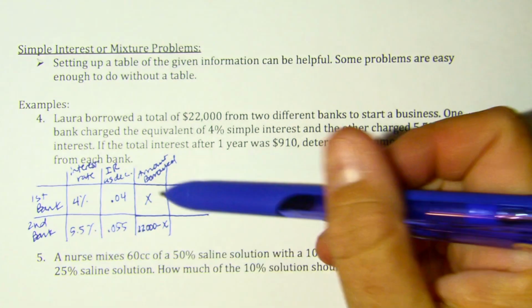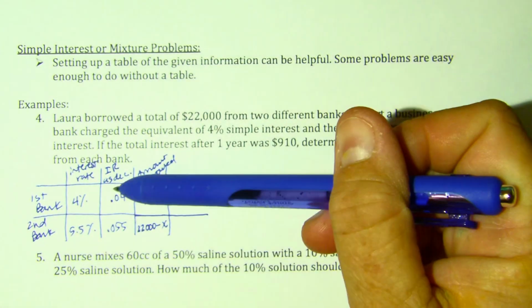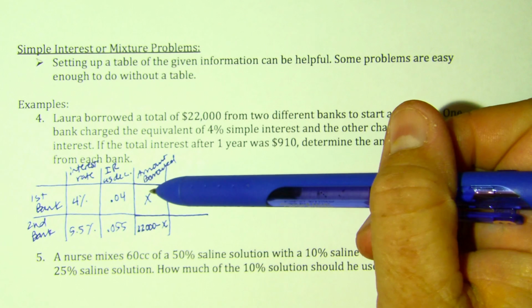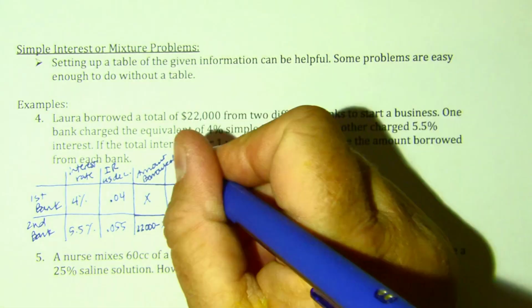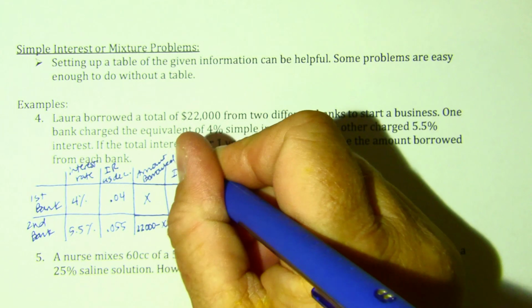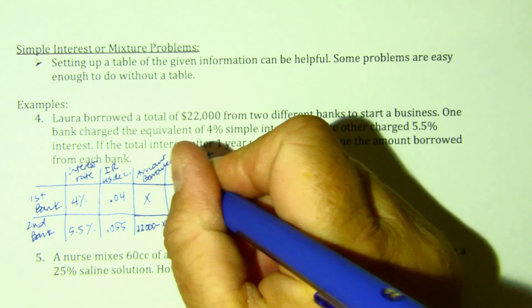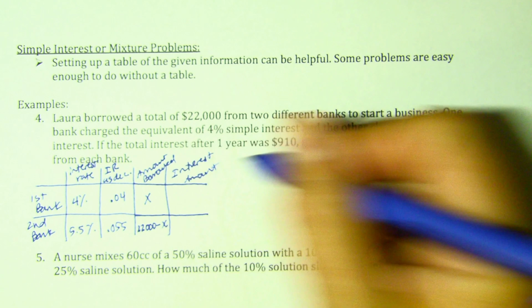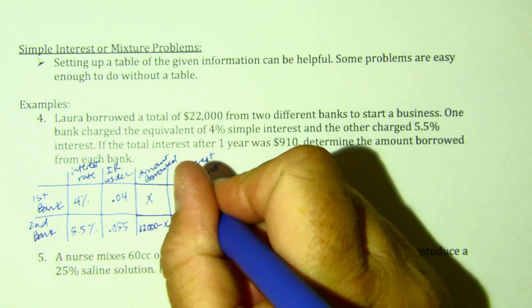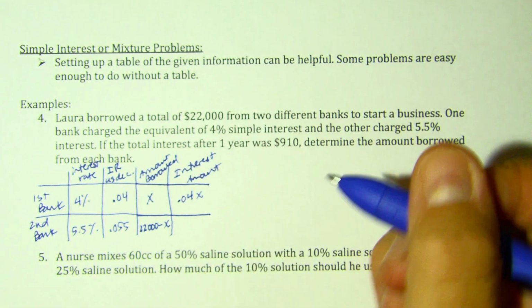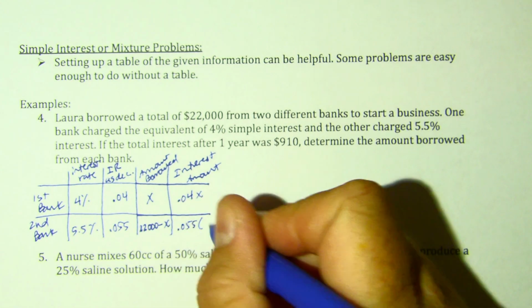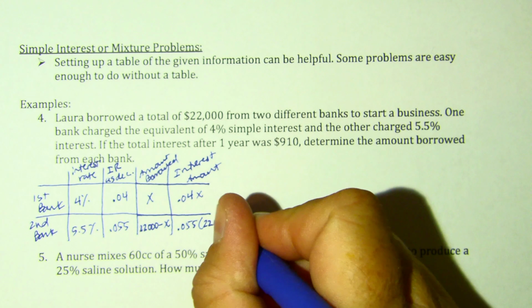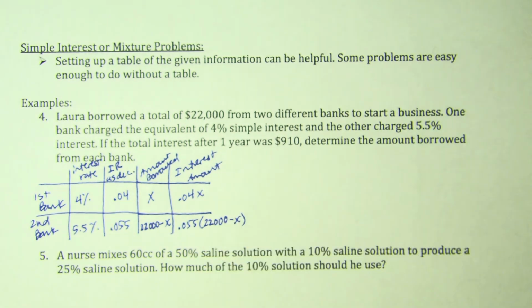So we have, so far, our interest rate as a decimal times the amount borrowed. And if I multiply those, that's going to be the interest amount, or the amount of interest we have. So 0.04x and 0.055 times 22,000 minus x.